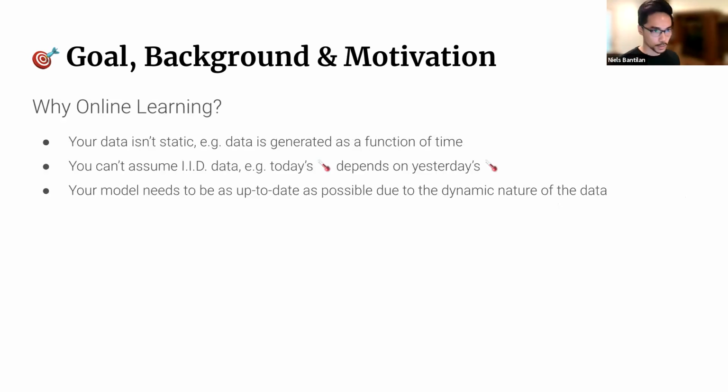So just further justifications, right? I don't want to do online learning for online learning's sake, so I want to pick an actual application where it's appropriate. If you think about weather forecasting, it's not static. That data is generated as a function of time. You can't assume IID data, independently and identically distributed data, so you can't just shuffle the data around. Today's temperature depends on yesterday's, which depends on the previous days, and so there's some dependency there.